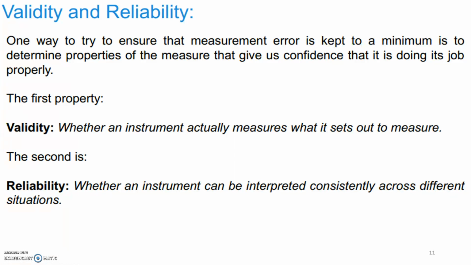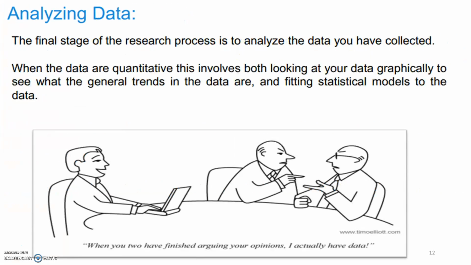One way to try to ensure that the measurement error is kept to a minimum is to determine properties of the measure that give us confidence that it is doing its job properly. The first property is validity, whether an instrument actually measures what it sets out to measure. The second is reliability, whether an instrument can be interpreted consistently across different situations.